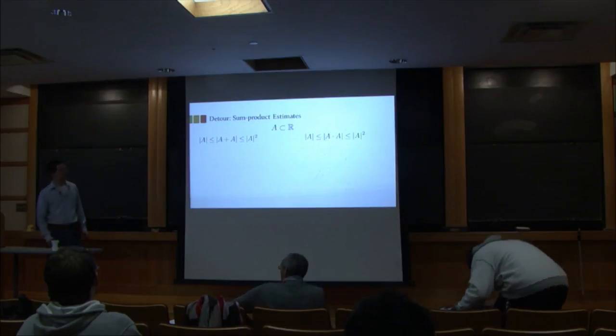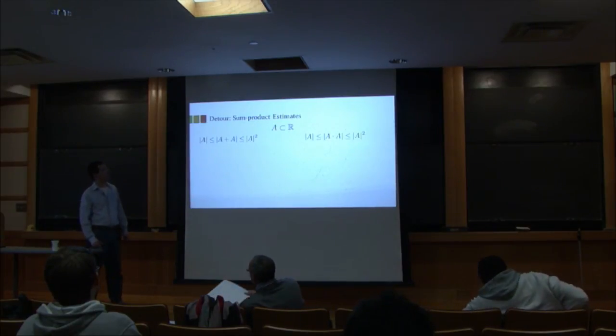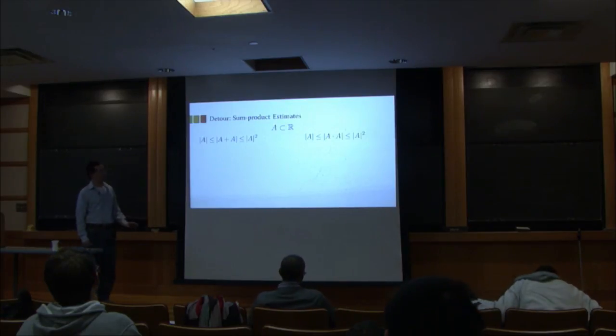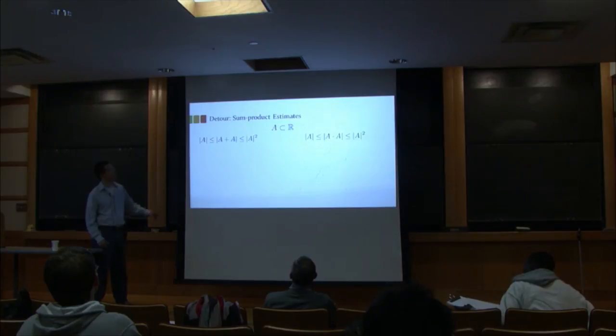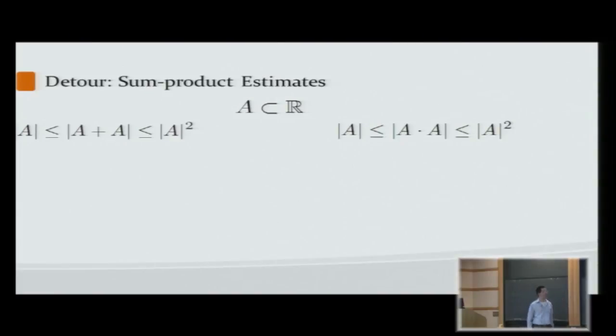Right, well, I'll continue. Okay, so we'll take a brief tour into some product estimates. Maybe I'll skip a little bit coming up soon. But so we have a subset of the reals. The sum set can be between the size of A and A squared, and the product set can be between the size of A and A squared.